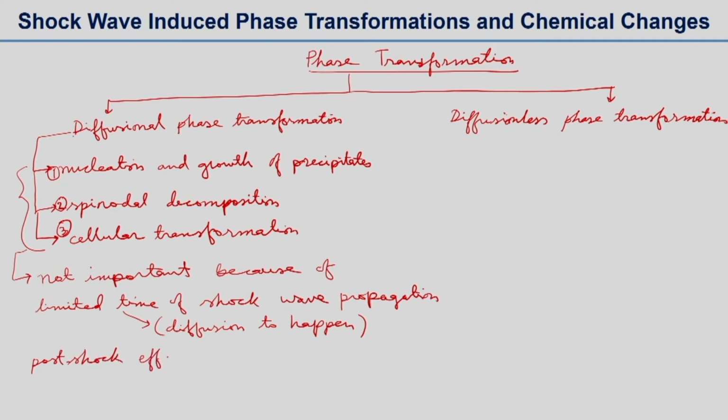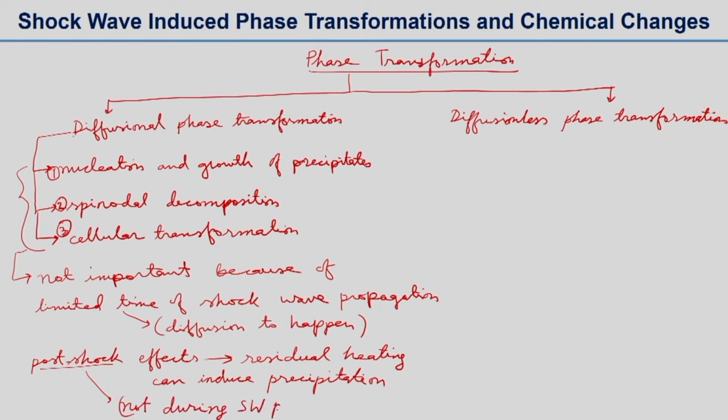There can be some post shock effects. Post shock means after the shock wave passes through the material, some effects can be there, and that can be residual heating, which can induce precipitation, the formation of precipitates. So this is a post shock effect. However, we are more interested in what happens during the shock wave (SW) propagation, not after it. Hence we will not discuss these phase transformations much.